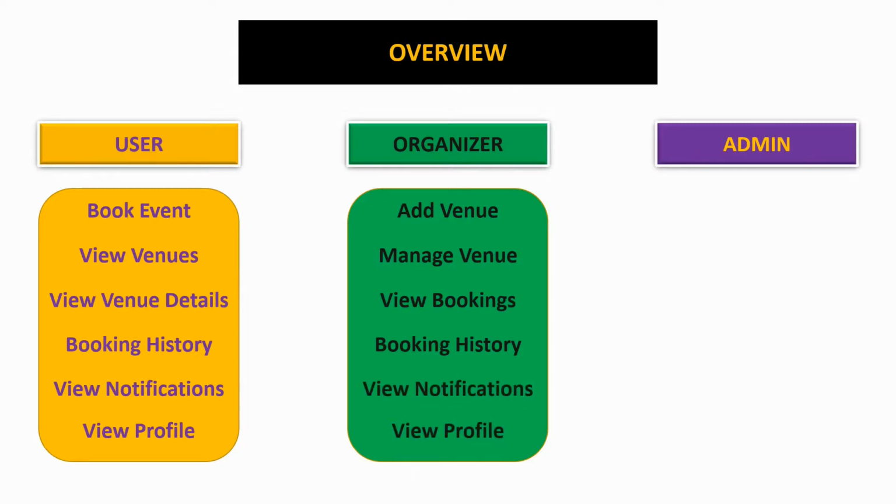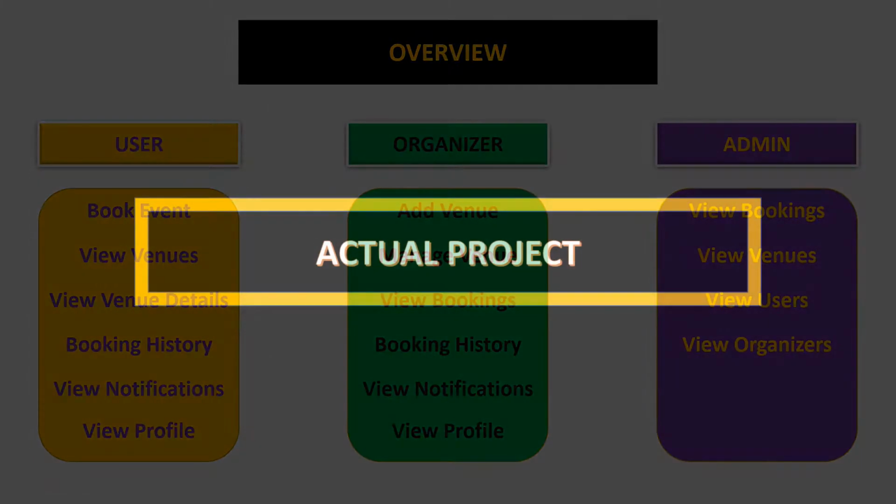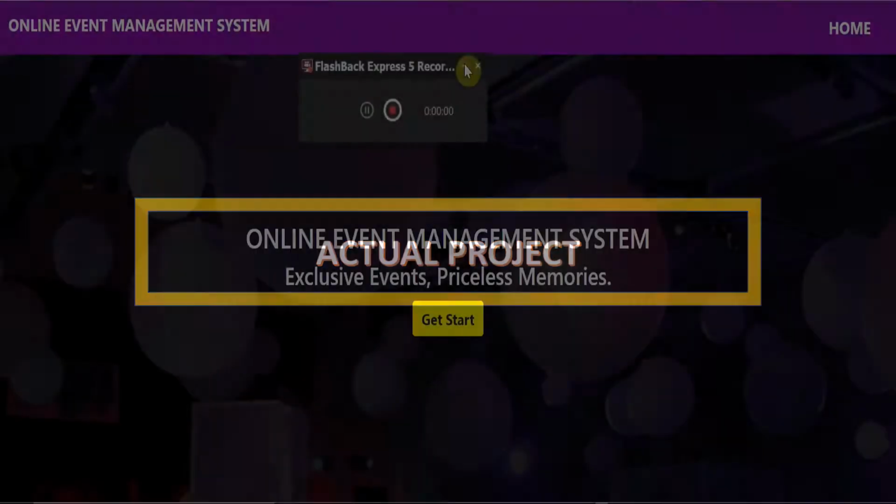The third role is admin. The admin is considered the owner of this application and is able to perform some functions, such as viewing all bookings, venues, users and organizers registered on the portal. So this was just a quick overview of the project. Now, without wasting any time, I will move towards our actual project.